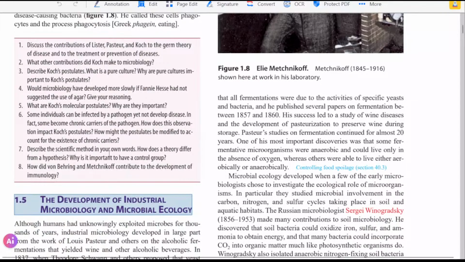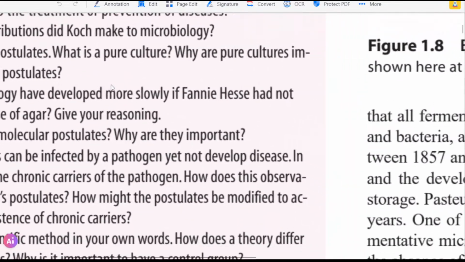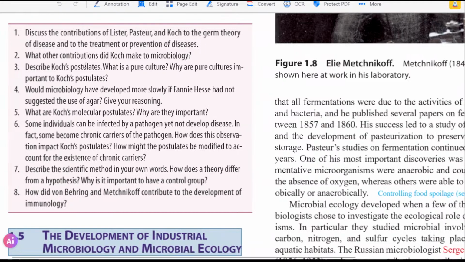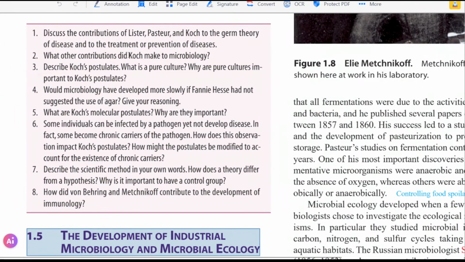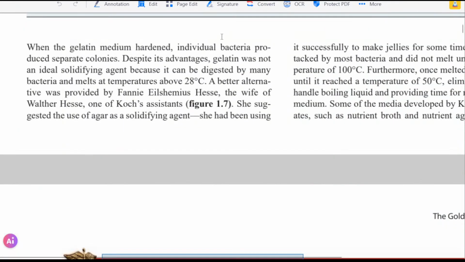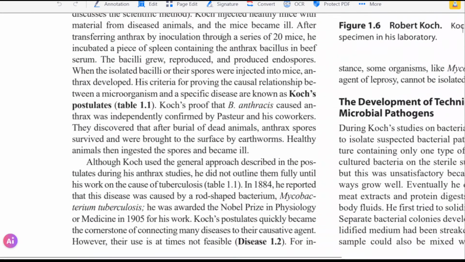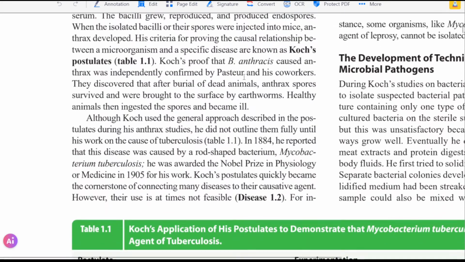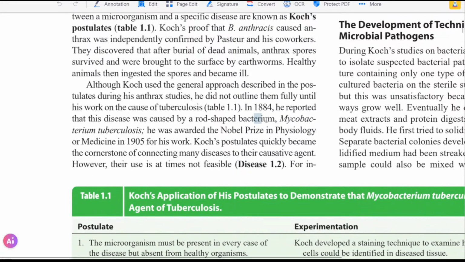Then, what contributions did Koch make to microbiology? Koch found out that the anthrax bacillus was the cause of the disease, anthrax, right? And he did it by culturing them and so on. The whole story is here. In the beef serum, the bacilli grew, and then he injected them into mice, and the mice developed anthrax as well. After that he did the same with Mycobacterium tuberculosis, right?